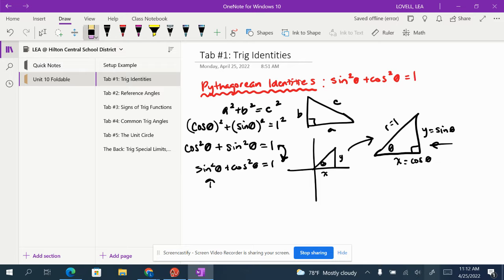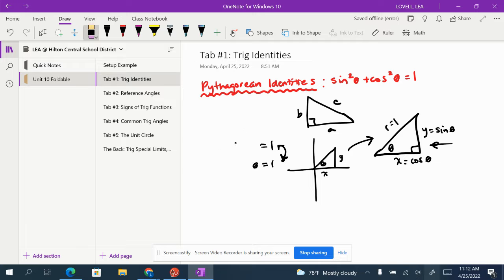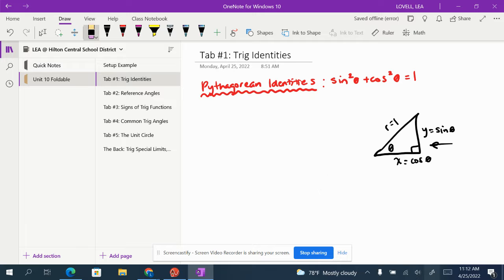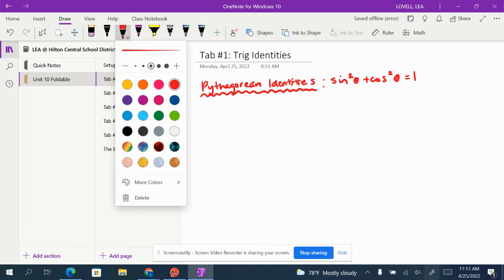And then let's talk about the reciprocal and the quotient identities before we go back and fill out the rest of the Pythagorean identities. So the other identities that you need to know for trig, and we use these to rewrite trigonometric functions when we're trying to solve them. So that way they're just easier to do. Like it's much easier to think in terms of sine and cosine rather than cosecants and cotangents and all that stuff.